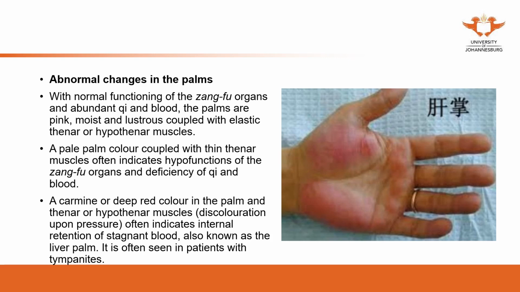abnormal changes in the palms. This is mostly the one we're going to introduce. If you see this kind of palms, firstly, how we understand the color is red. So the red color is a kind of heat. Now you're going to think about what kind of heat. What kind of heat you're going to combine with from the signs and symptoms from the inquiry and also from the tongue diagnosis, pulse diagnosis.